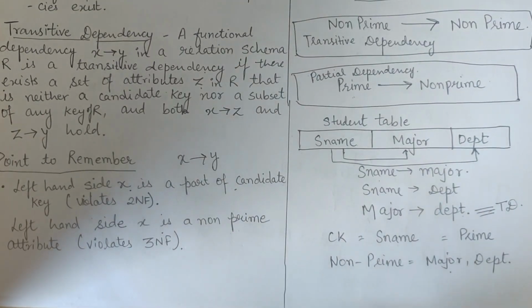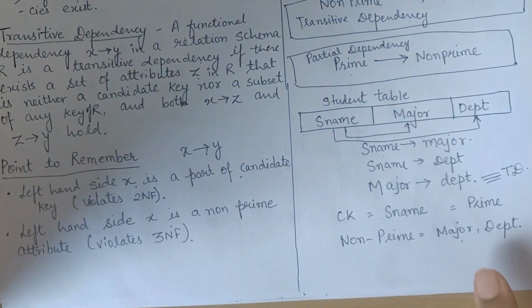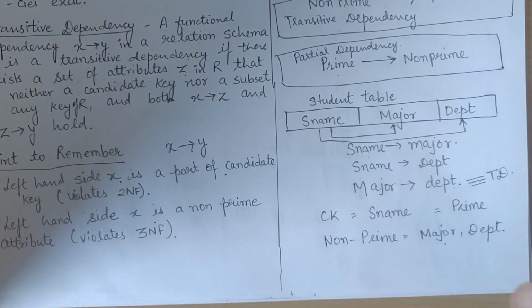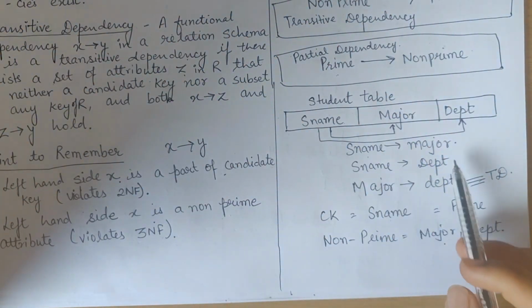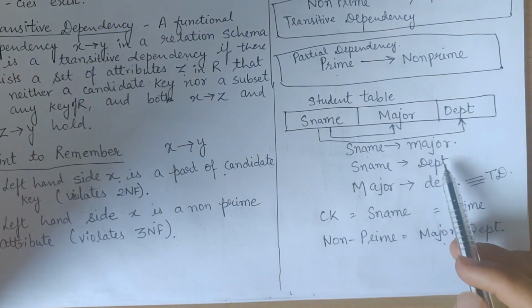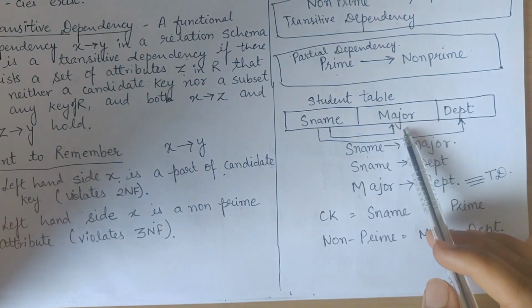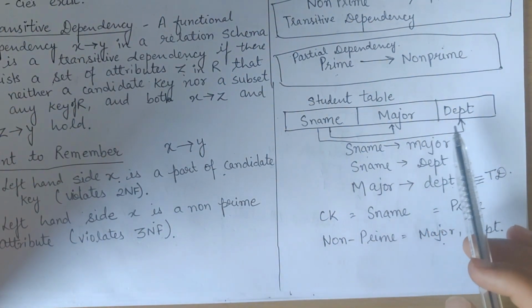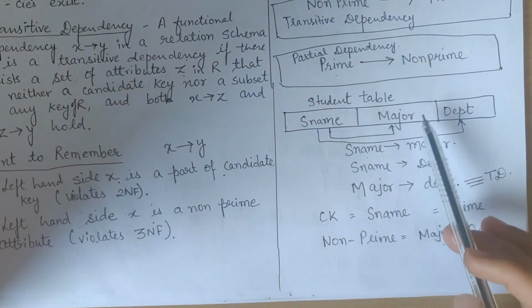Okay. Now when we have transitive dependency, mainly we have to deal with the problems of anomalies. Why anomalies? Because see here what is happening. There is a relation and S name is my candidate key. This major is a non-prime attribute and department is also a non-prime attribute. Now, if I want to insert a new major, let us suppose in our university, one new subject as a major, let us suppose machine learning is coming as a new major.